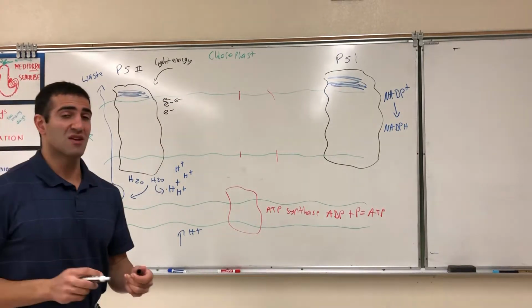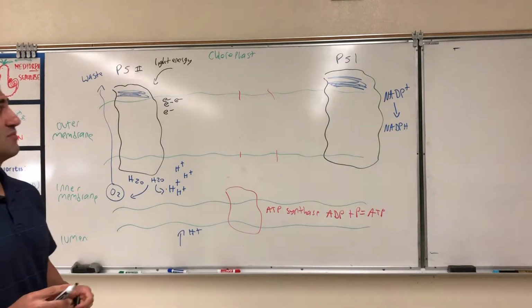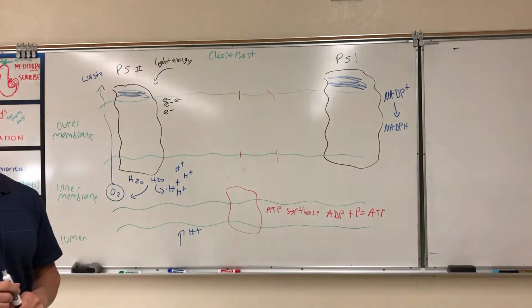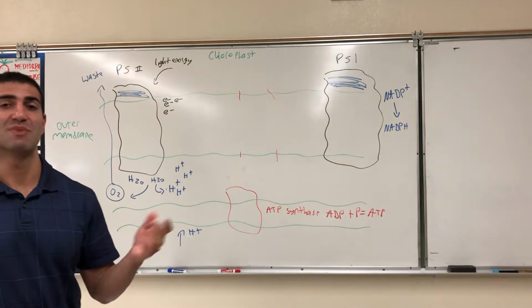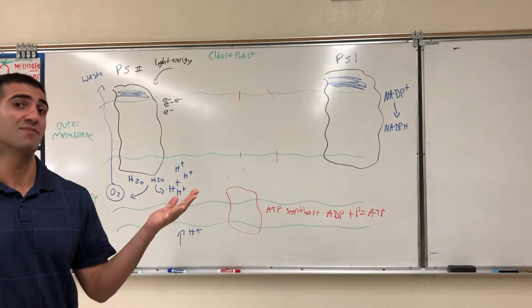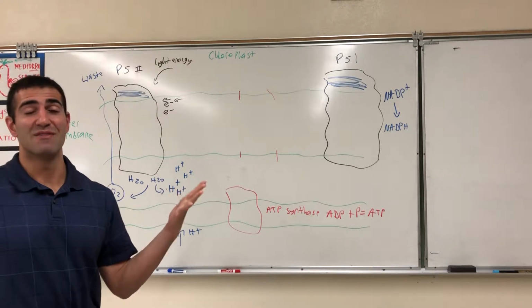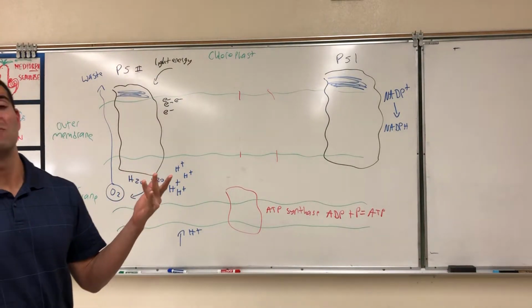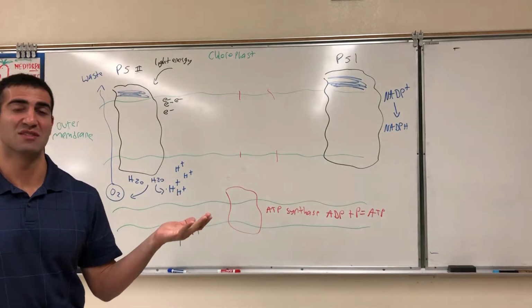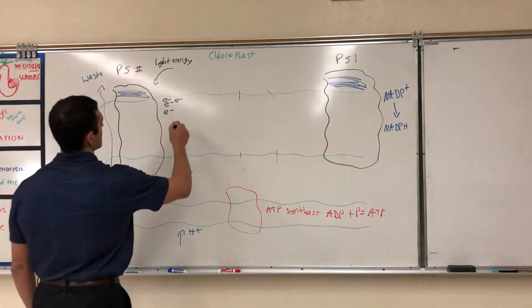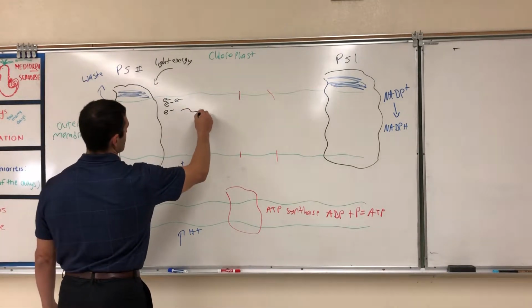Now, I don't pretend to know too much about chemistry, but what's going to happen is that these electrons are going to be very excited because they've just been infused with a bunch of electricity. So they're going to be in a very high energy state. Because of that, they're actually going to move down their own concentration gradient. They're going to move down a series of proteins, and we call this the electron transport chain.